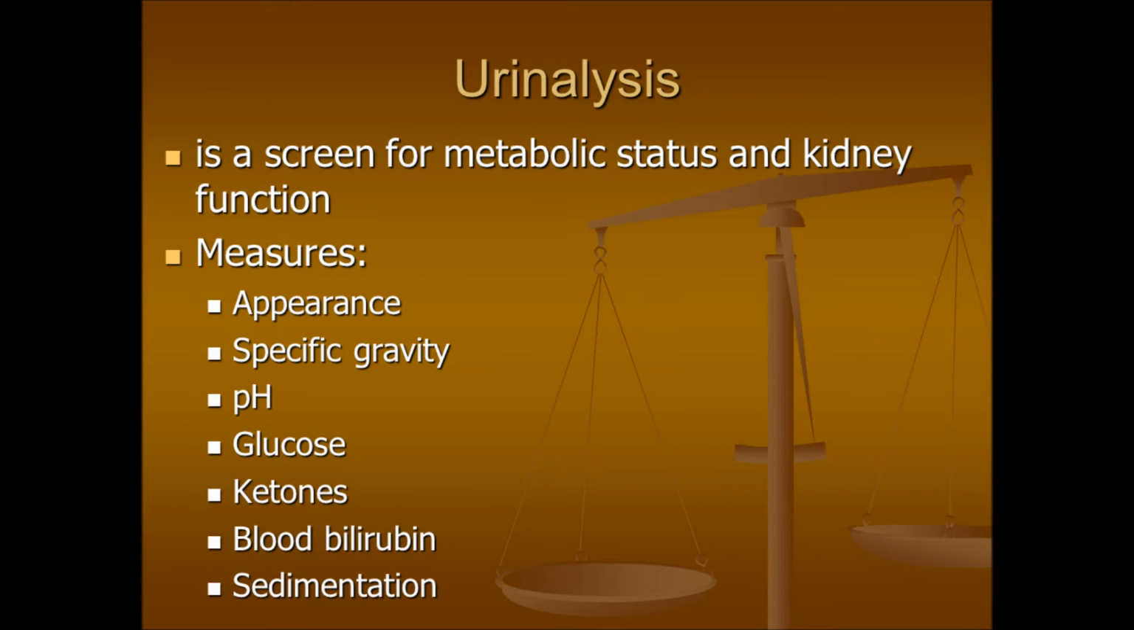Okay, when we test the urine, we do what's called a urinalysis, and that is just a screen for the metabolic status and kidney function. We really are utilizing this to determine what things the body is trying to excrete because of the metabolic status, and also what things it is trying to excrete because the kidneys are not functioning properly. Basically the patient's going to pee in a cup, or we're going to collect their urine some kind of way. We're going to look at the appearance. The appearance should be a light straw yellow color. The darker the color, the more indication that something's going on with the kidney.